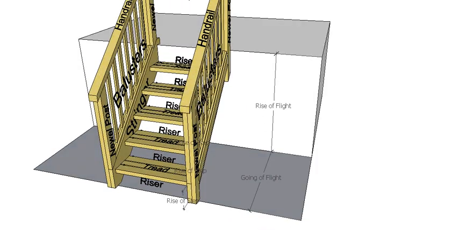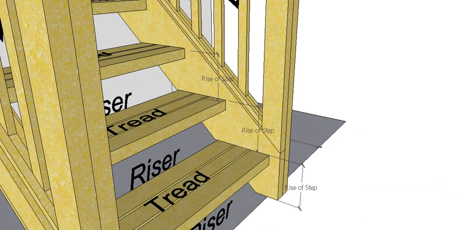Now a couple of terminology. We have the rise of flight. We also have the rise of step. So the rise of the step is the distance from the top of one step to the top of the next step, or from the ground where we start to the top of the first one. So that is the rise of step. It has to be a consistent measurement. If we're out by even a couple of mil, we will get trip problems with our stairs. So the rise of step is always a constant dimension.